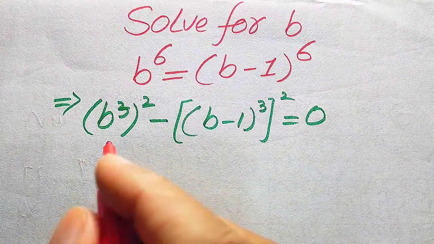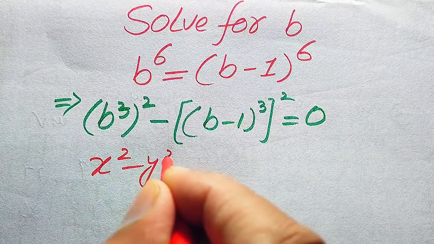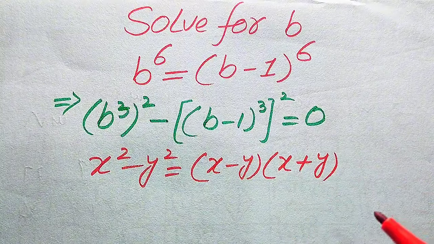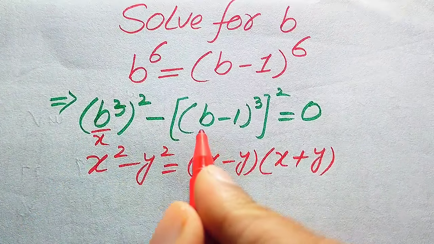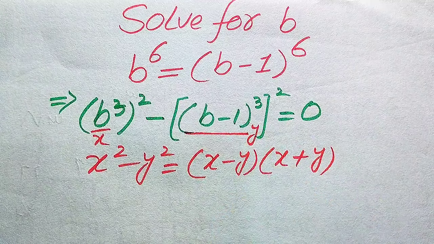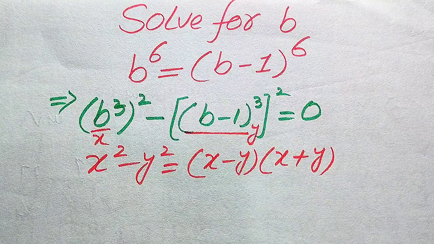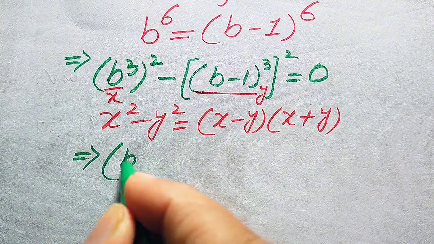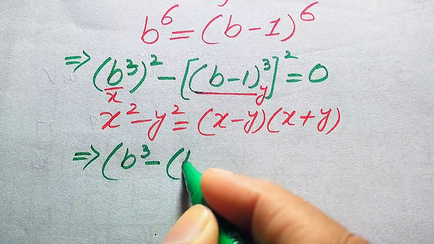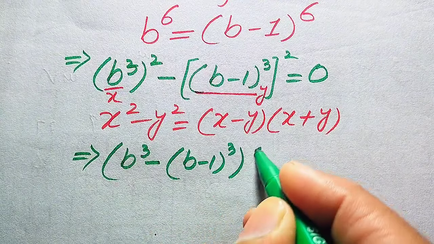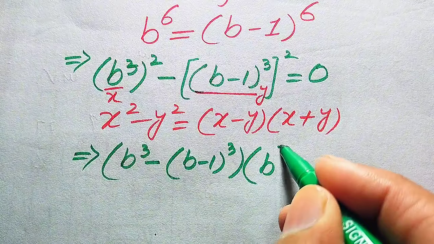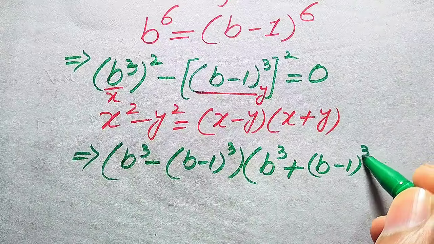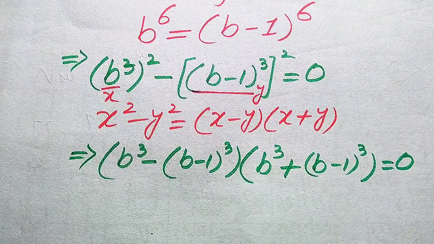And here we use this nice formula, you know about that. If we have x squared minus y squared is equal to (x minus y) times (x plus y). So the base of this term is our x and the base of this term is our y. After applying this formula, we write our above equation as: first you have x minus y, the value of x is b cubed minus the value of y is (b minus 1) cubed, into, again we have x plus y, the value of x is b cubed plus y is (b minus 1) cubed, and this whole equation is equal to 0.